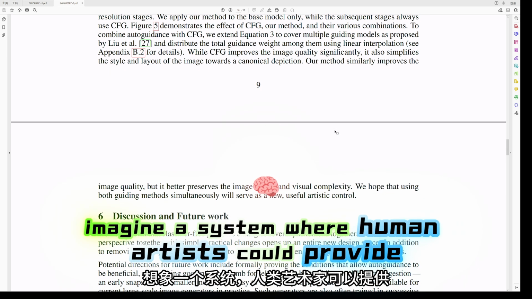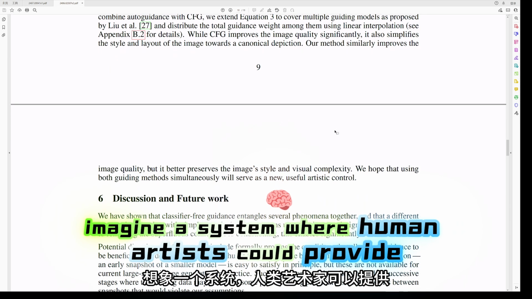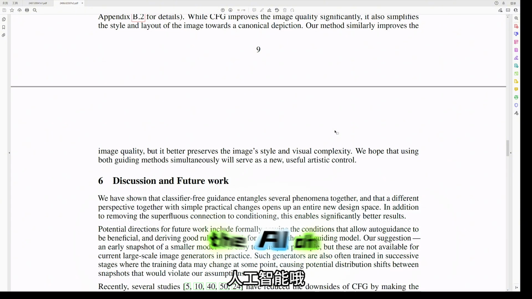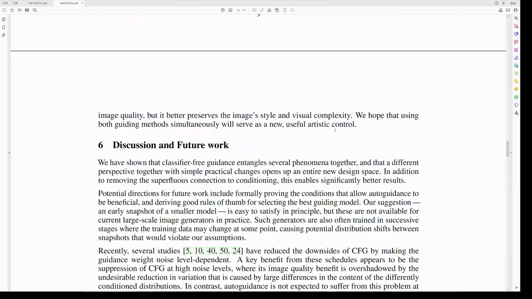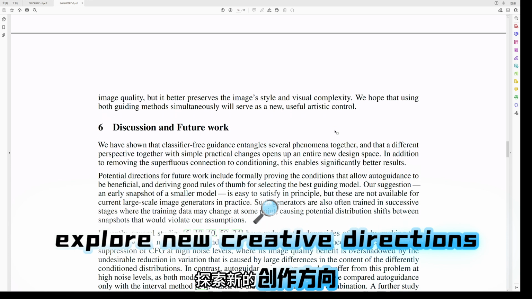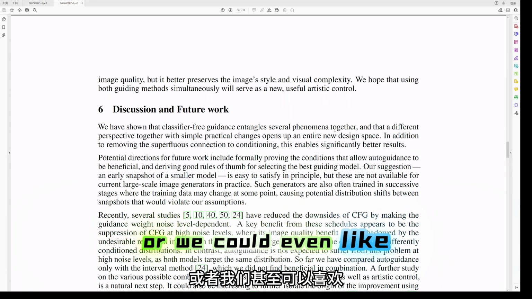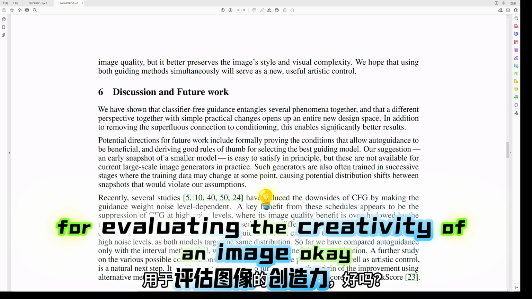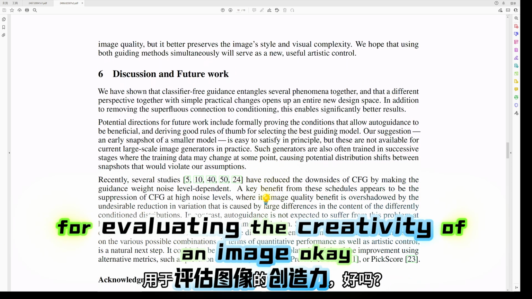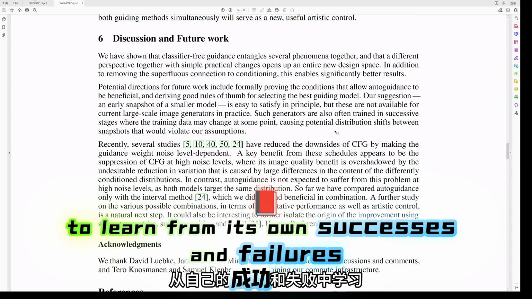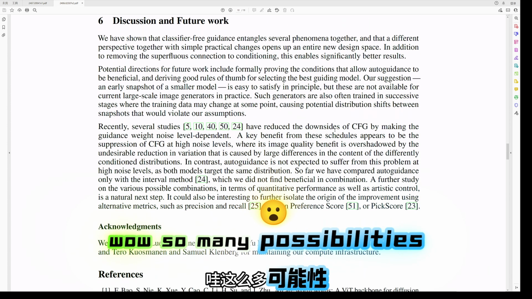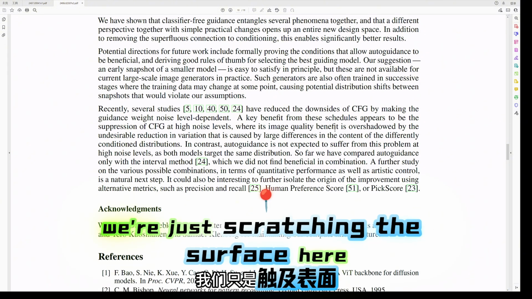Imagine a system where human artists could provide real-time feedback to the AI, help it to refine its style, explore new creative directions. That would be amazing. Or we could even develop metrics for evaluating the creativity of an image and then allowing the AI to learn from its own successes and failures. Wow, so many possibilities. It really seems like we're just scratching the surface here.